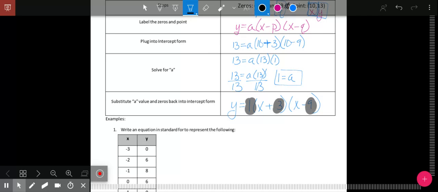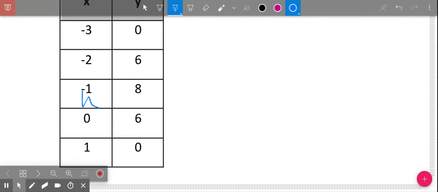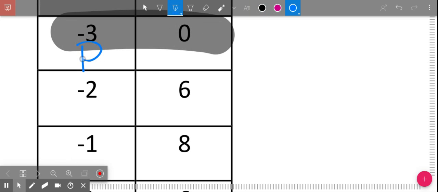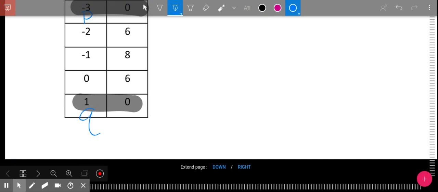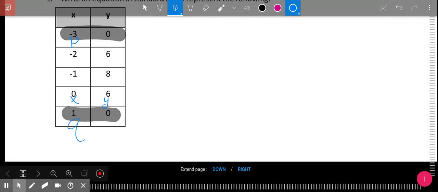All right, so looking at number 1, it says write an equation in standard form to represent the following. This one we're going to start with identifying our pieces. Yesterday we looked at our h and our k, but today I want us to practice using our zeros. If I look at this, I have an x-intercept here because my y value is a 0, and I have one right here. So I can label those my p and the q. And then I can just pick any point that I want to use for my x and my y. I'm going to pick the easy one to use, which is 0 and 6.